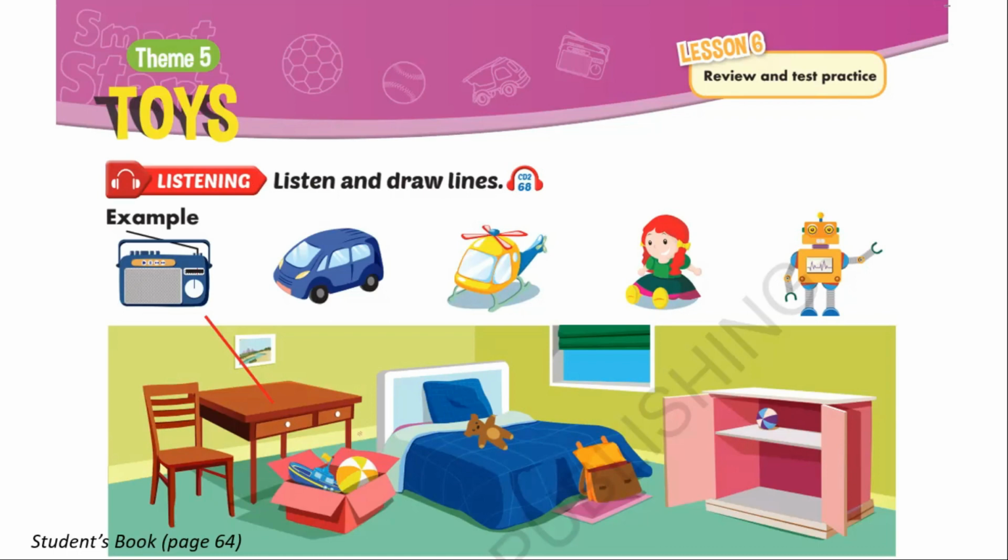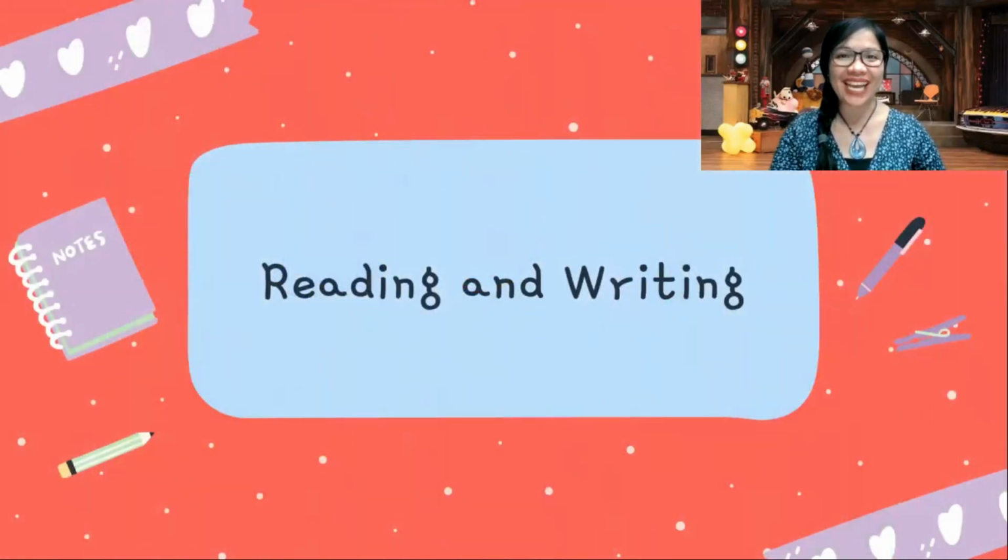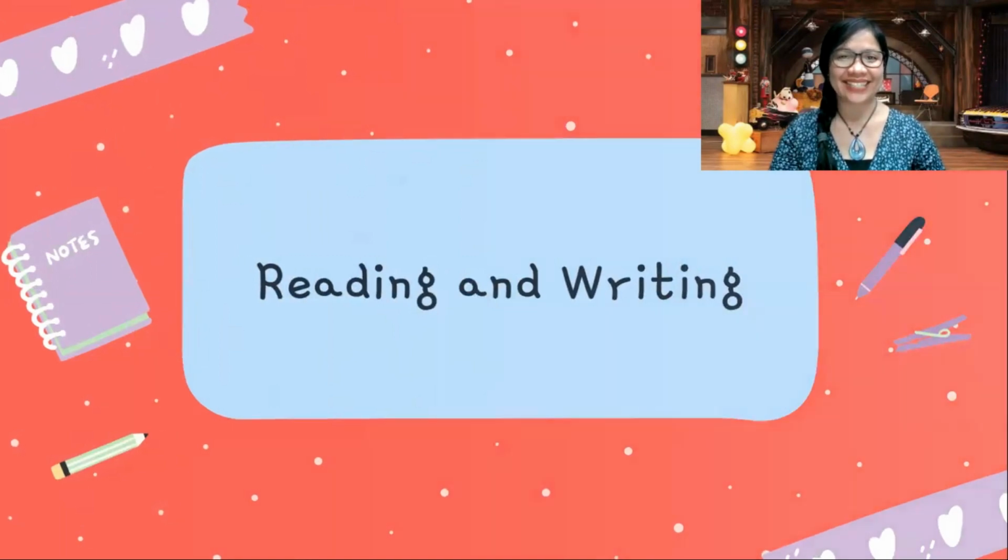3. Where's the doll? The doll is on the chair. On the chair? Yes, that's right. 4. Where's the robot? It's in the cupboard. Where? In the cupboard. Thank you. Okay, did you get all the correct answers? Great! Let's go to reading and writing.